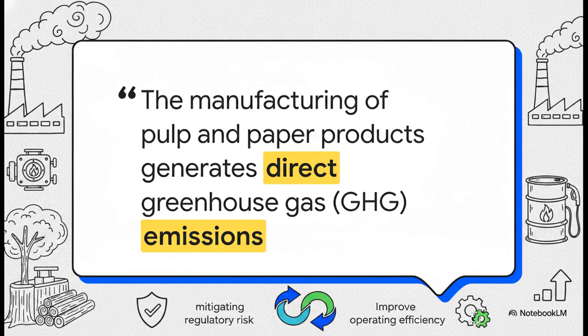But here is what's fascinating. Effectively managing these emissions is not just a regulatory compliance exercise. When you optimize those massive cogeneration boilers, you aren't just mitigating risk in an evolving climate policy landscape, you are directly improving your baseline operating efficiency. Bottom line, saving carbon essentially means saving money.